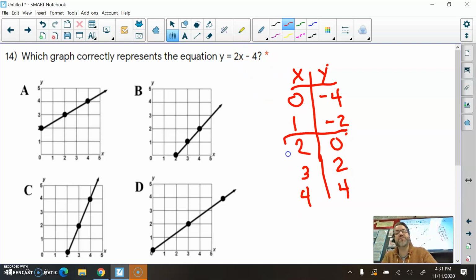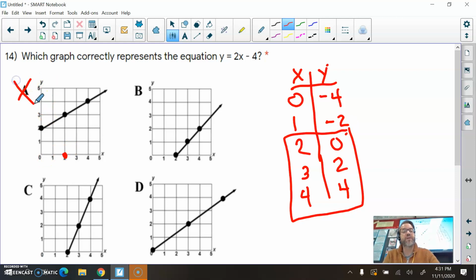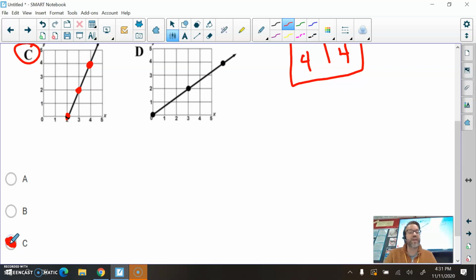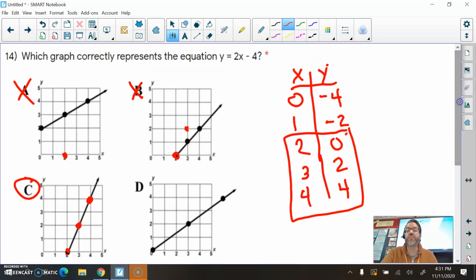I'm going to focus on these right here. 2, 0, 3, 2, 4, 4. 2, 0 is right here. That's not on that line. 2, 0 is right here. That's good. 3, 2 would be here. Uh-oh, this is 3, 1 here. 2, 0, that's good. 3, 2, yep. 4, 4, yup. C is our answer. D has 0, 0. That's not one of our options here. So it is definitely C. But again, to do this, I really need to make a table first.